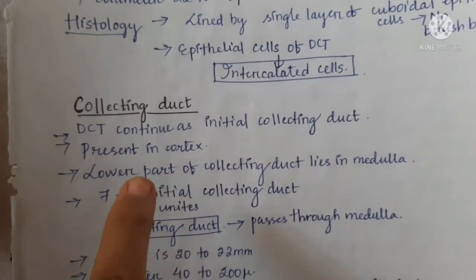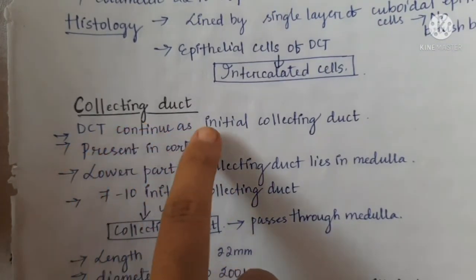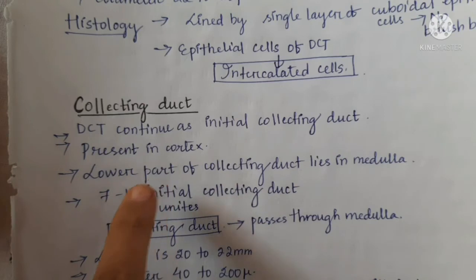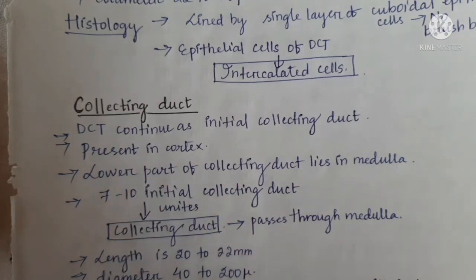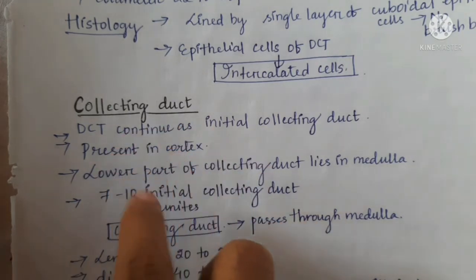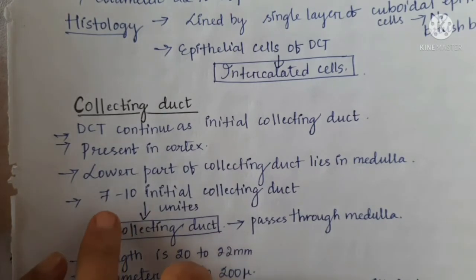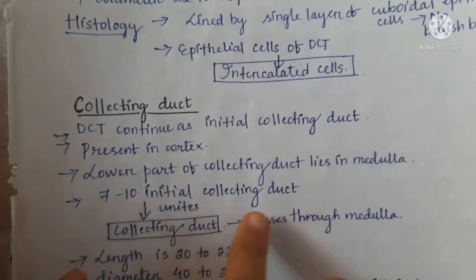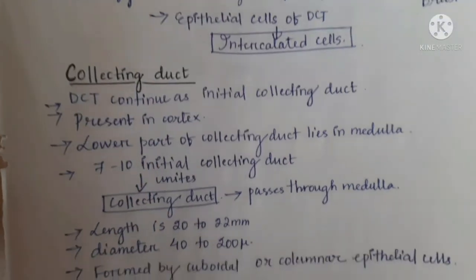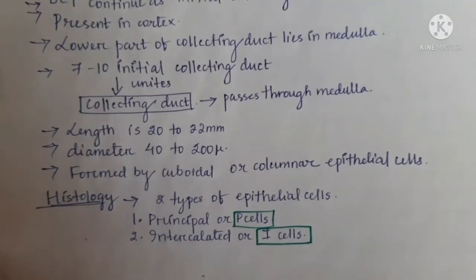Then we come to the terminal portion of the nephron, that is the collecting duct. The DCT continues as the initial collecting duct present in the cortex. The lower part of the collecting duct lies in the medulla. Seven to 10 initial collecting ducts unite to form the collecting duct. The collecting duct passes through the medulla, and it is formed by columnar epithelial cells.